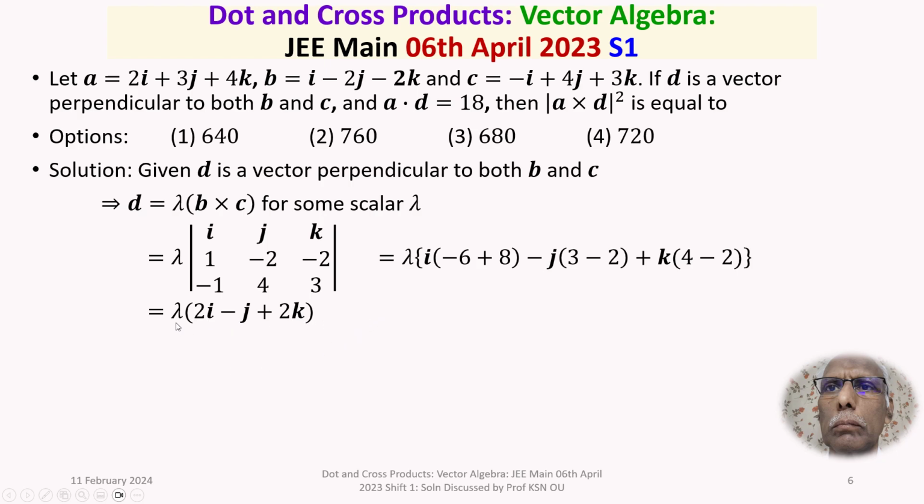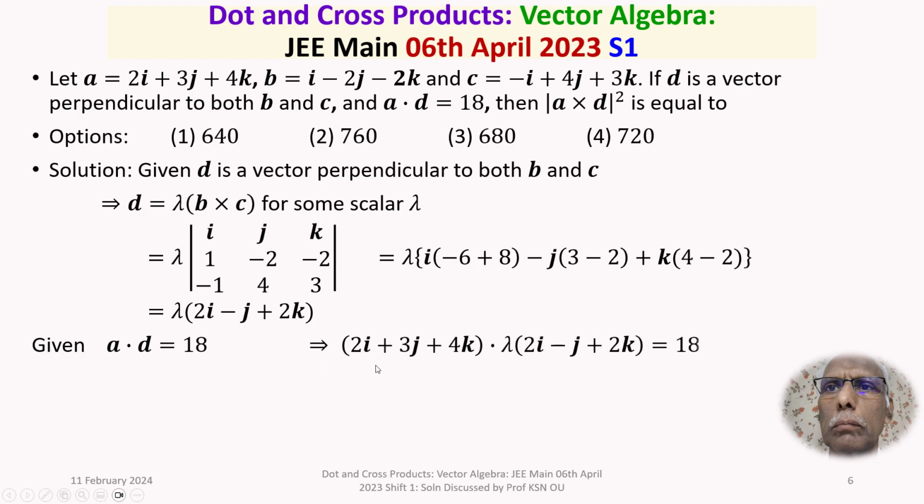To determine this scalar lambda we are given A dot D is equal to 18. So the vector A, 2i plus 3j plus 4k, dot D, lambda times 2i minus j plus 2k, is equal to 18. This will imply lambda times, take the dot product, 2 into 2 plus 3 into minus 1 plus 4 into 2 is equal to 18. Simplifying, we will get 9 lambda is equal to 18. That will give you lambda is equal to 2.